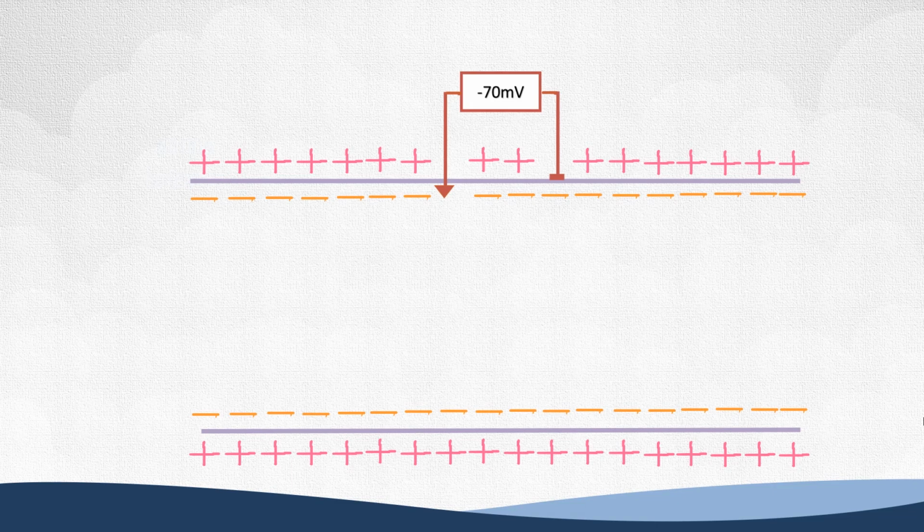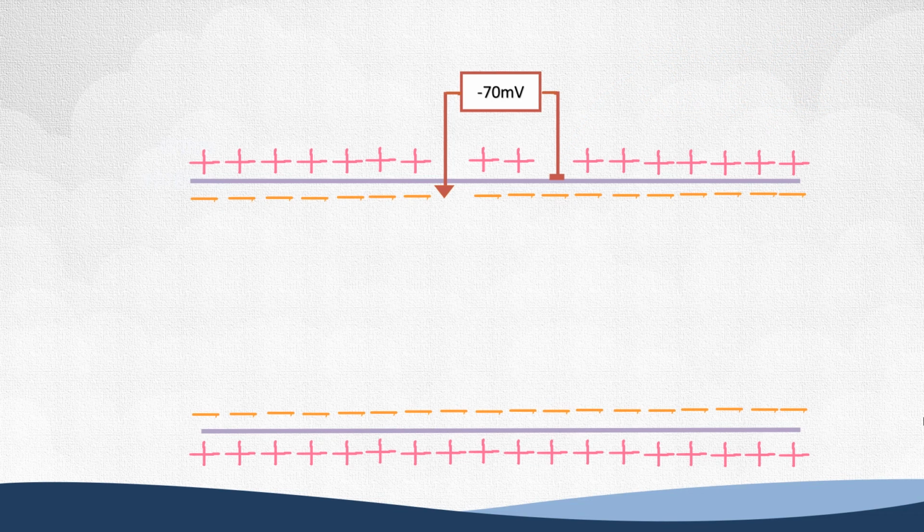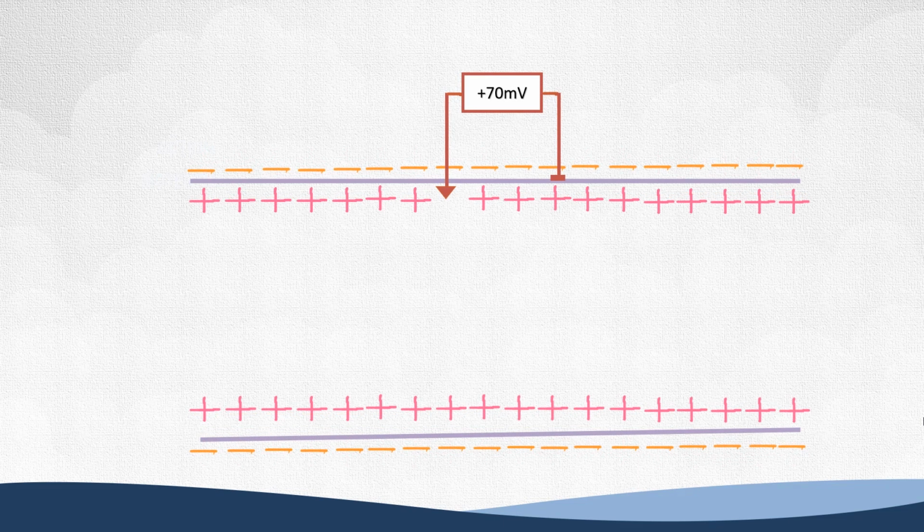Why is that? First of all, what does minus 70 millivolts actually mean? Well, it means we're setting the outside as a reference point and calling it 0. Now, if the inside accumulates all negative charges, that creates a potential difference of 70 millivolts, then the membrane potential is minus 70 millivolts. But if it accumulates all positive charges, creating a potential difference of 70 millivolts, then we refer to the membrane potential as being plus 70 millivolts. Okay, let's get back to our question.